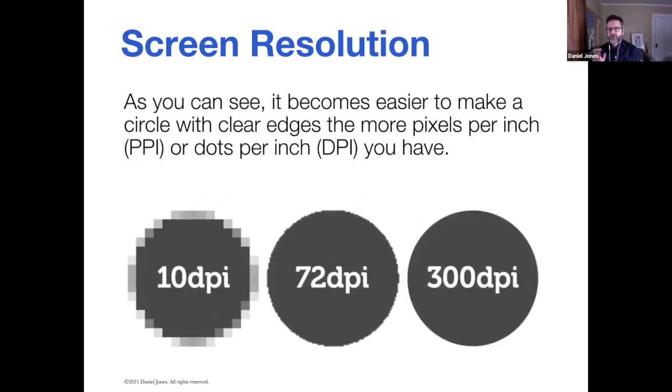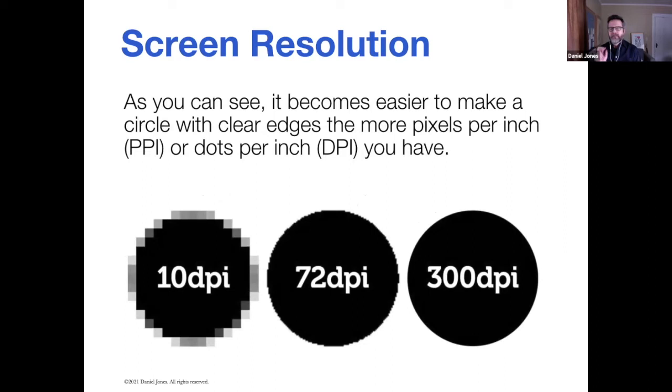Many times the term PPI or DPI is used to describe it. So PPI stands for pixels per inch. DPI stands for dots per inch, but many times they're kind of used interchangeably. But as you can see, the lower number of pixels that you have, the lower PPI or DPI that you have, of a circle in this case, it's going to be more ragged. The higher the number, the smoother it is, and so on.